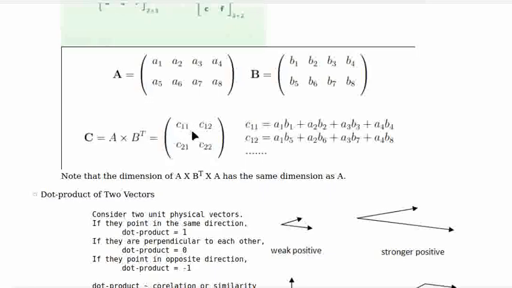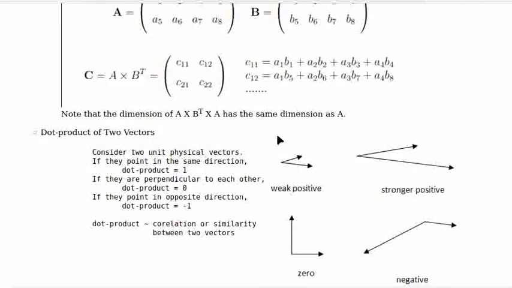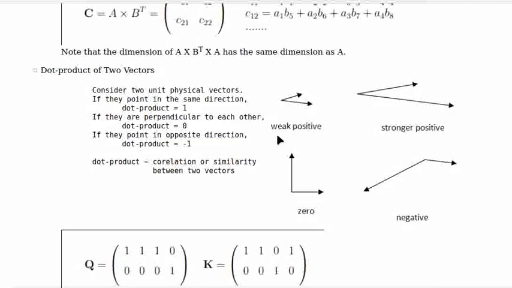Note that the dimension of A times B transpose times A has the same dimension as A. The dot product of two vectors reflects their correlation or similarity. For example, consider two unit vectors in physical space. If they point in the same direction, their dot product is 1, indicating that they are highly similar. If they are perpendicular, their dot product is 0, indicating no correlation.